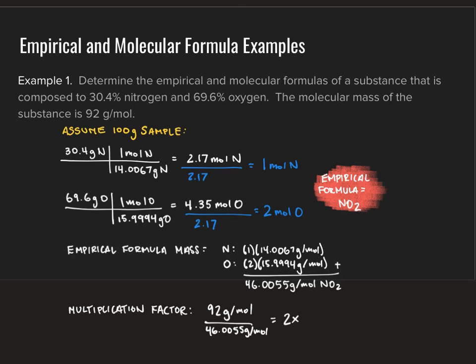So I'll then simply take my empirical formula of NO2 and multiply all the number of species present by the multiplication factor of 2, which gives me a molecular formula of N2O4. That is dinitrogen tetroxide. So we can now find an empirical and a molecular formula.